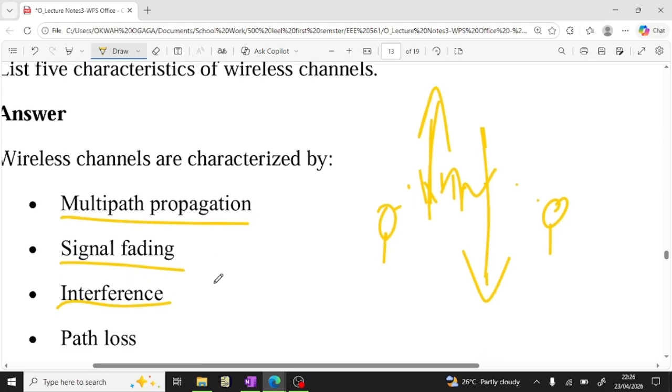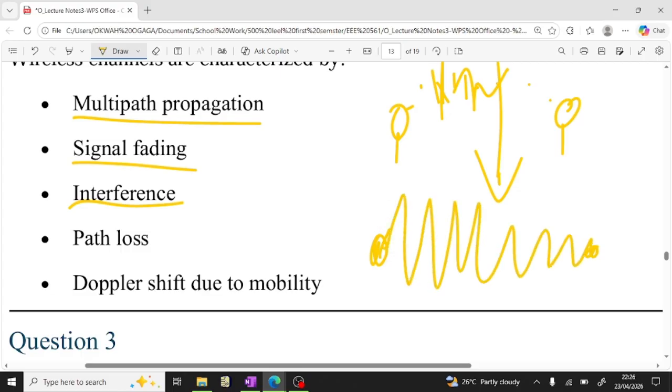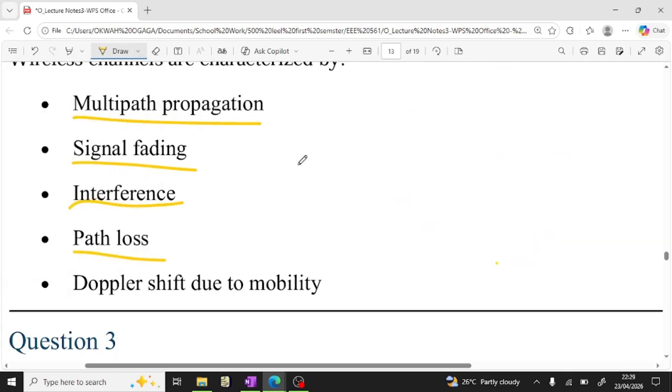Okay, and then the fourth one is what? Path loss. This one is based on distance. So your signal is strong at, let's say this is the beginning and this is the end. So your signal is very strong at the beginning, and as it's going, it's getting weaker. So path loss increases with distance. That's your signal strength reduces as distance increases.